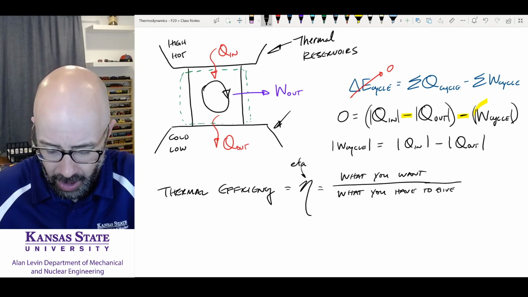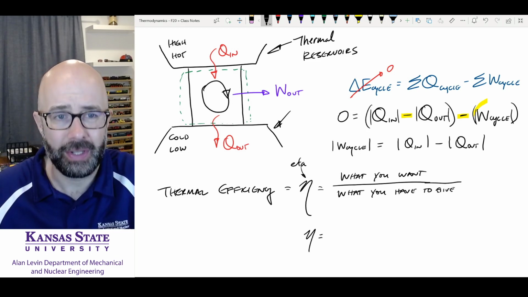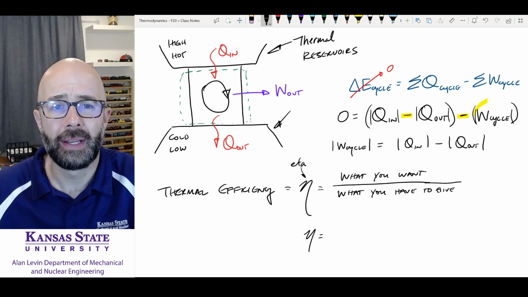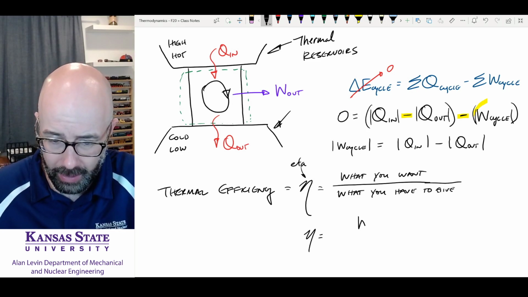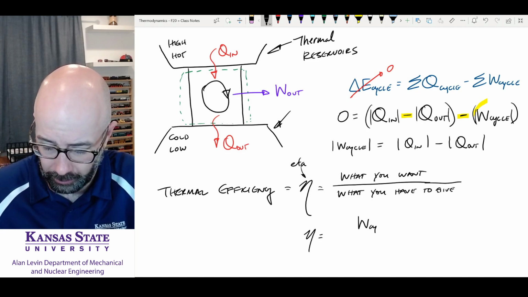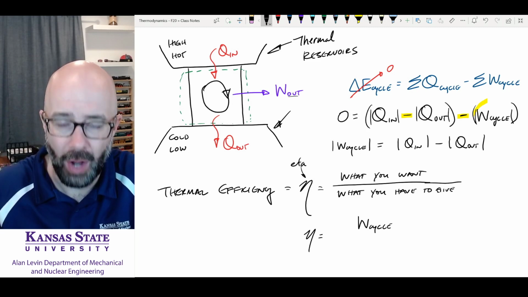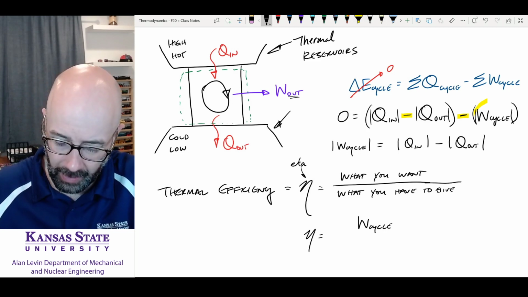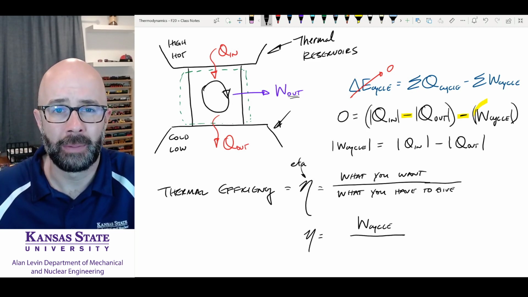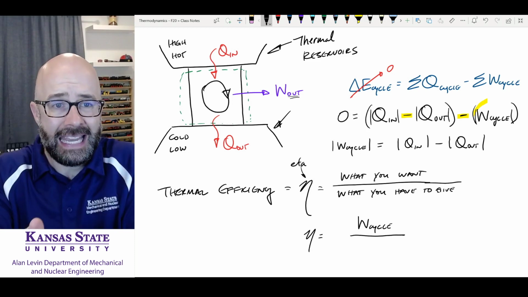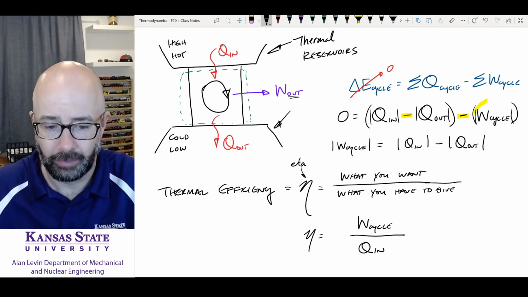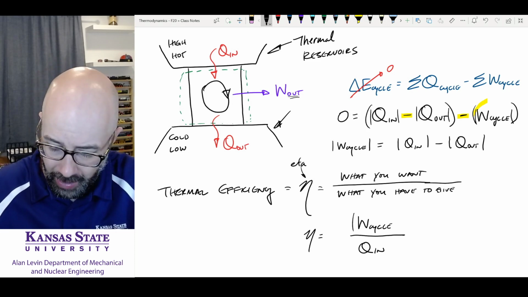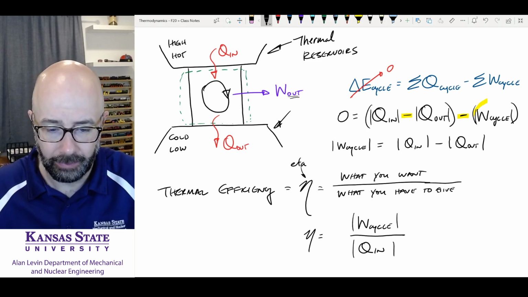So let's talk about thermal efficiency for this power cycle. What do we want in a power cycle? Well, we want to produce work. That's what we want to do. So we want work of the cycle, which is the same thing here as my work out that I have up here. What do we have to give for that to occur? Well, we're giving heat to this cycle. So this is going to be Qin. I'm going to put magnitudes here just so I know this is all correct.